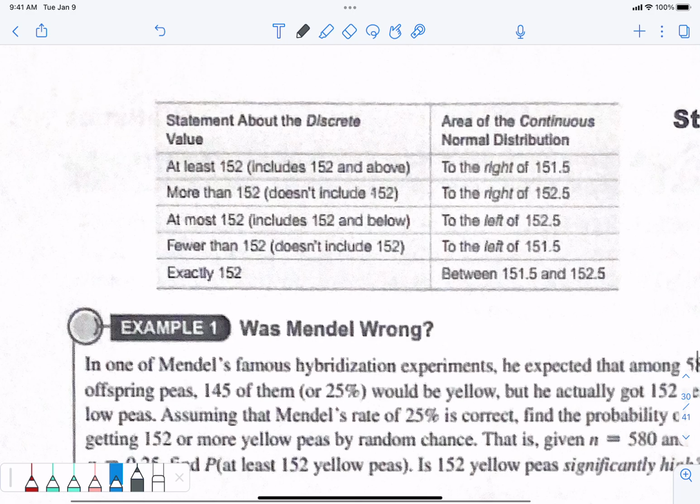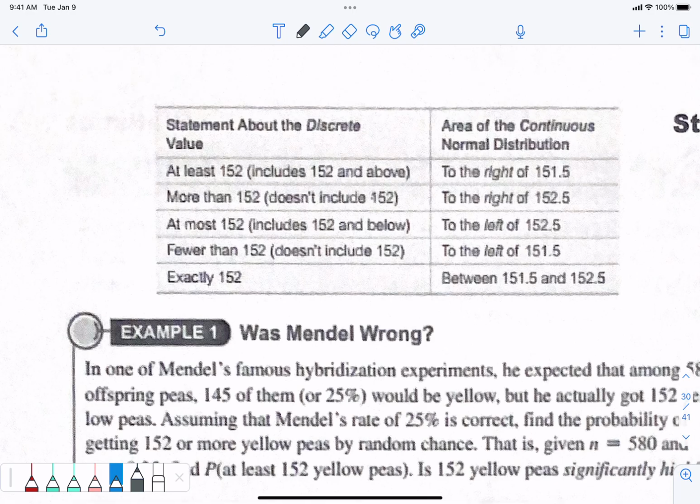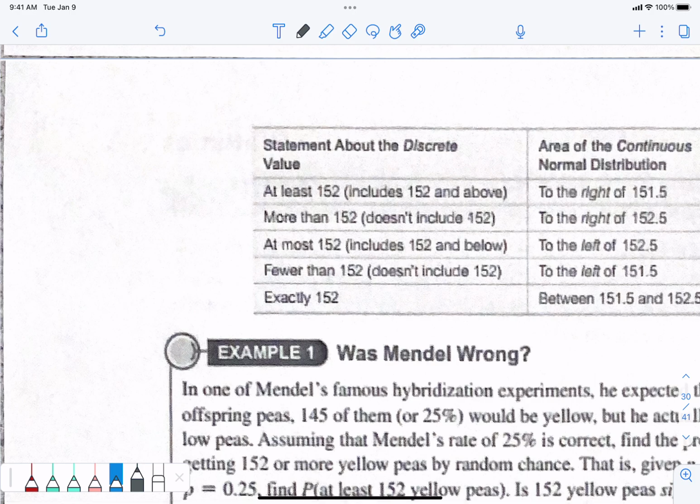Go to the backside, the top of the back. We're going to talk about this table right here, and you need to listen to this part.